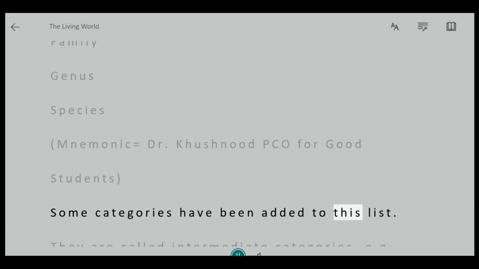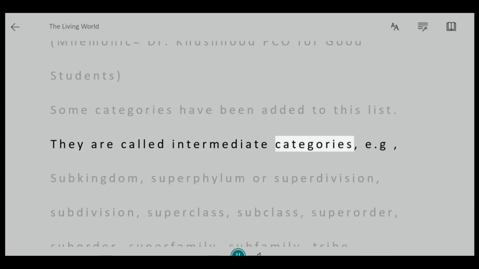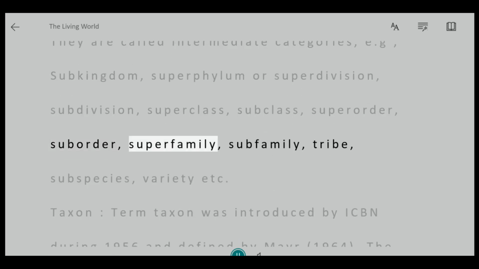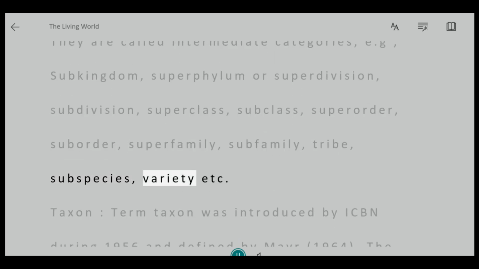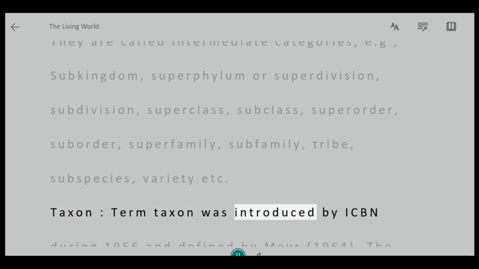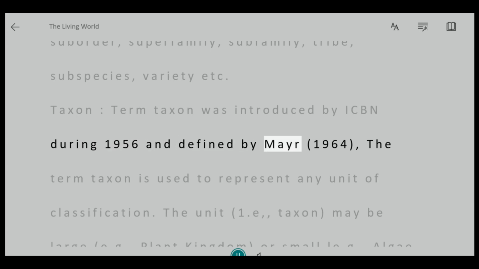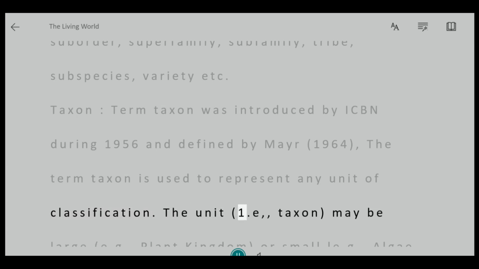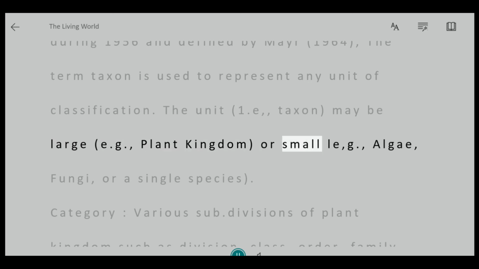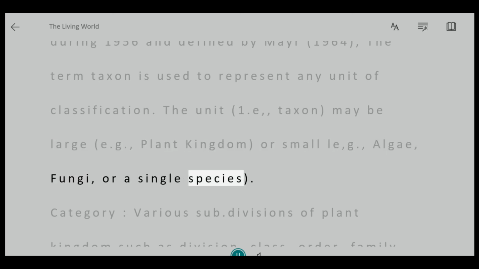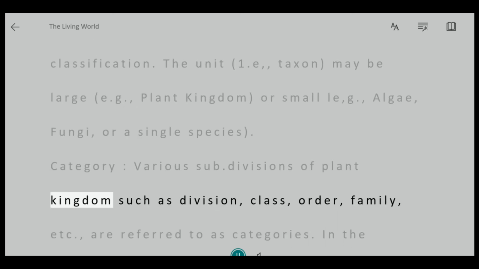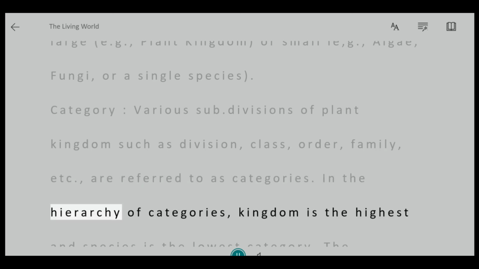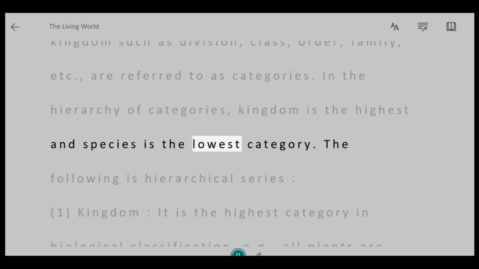Some categories have been added to this list. They are called intermediate categories: e.g., subkingdom, superphylum or superdivision, subdivision, superclass, subclass, superorder, suborder, superfamily, subfamily, tribe, subspecies, variety, etc. Taxon, the term taxon was introduced by ICBN during 1956 and defined by Mayr, 1964. The term taxon is used to represent any unit of classification. The unit, i.e., taxon, may be large, example plant kingdom, or small, e.g., algae, fungi, or a single species. Category, various sub-divisions of plant kingdom such as division, class, order, family, etc., are referred to as categories. In the hierarchy of categories, kingdom is the highest and species is the lowest category.